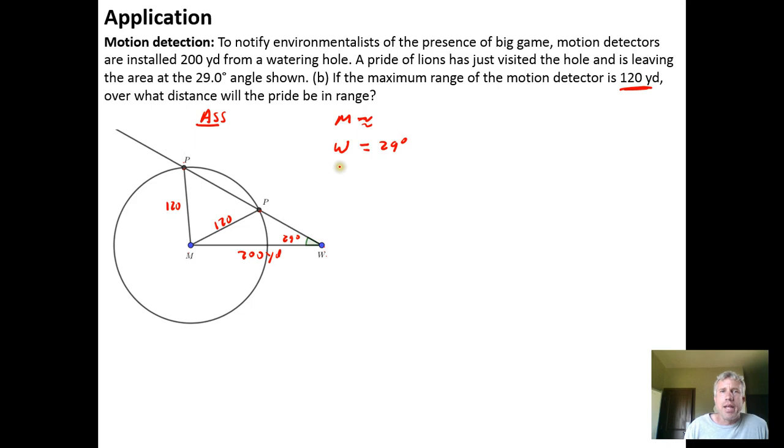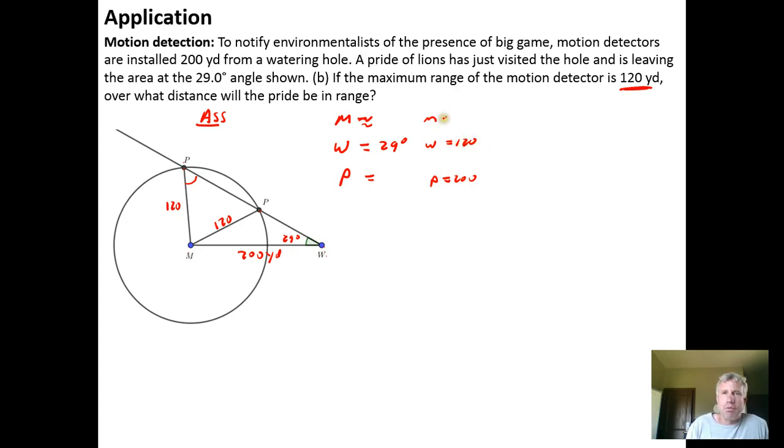I have an angle that the Pride makes with the motion detector and the watering hole. I have this angle here. We'll call that the Pride angle. And then we're going to have the sides that are opposite them, little m, little w, little p, and we're told two of those sides. Opposite the Pride angle is the 200 yards, and opposite the watering hole angle is the 120 yards. So we know those two numbers.